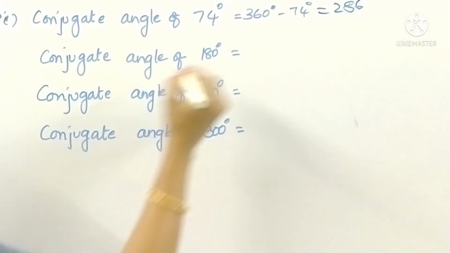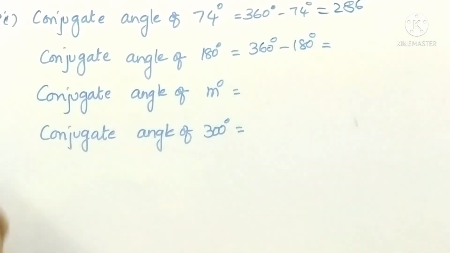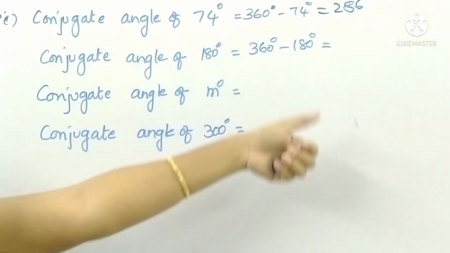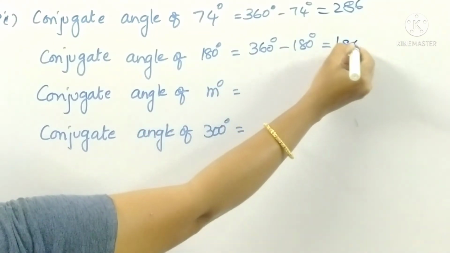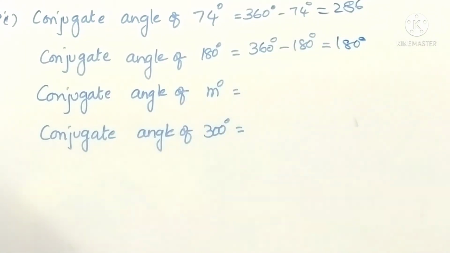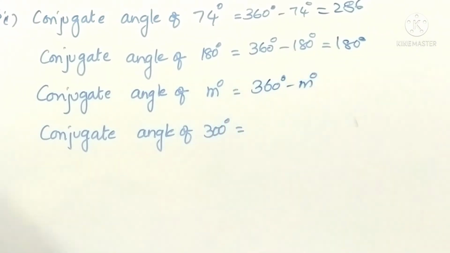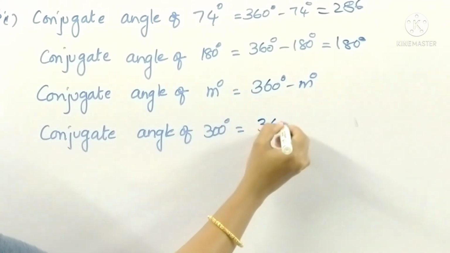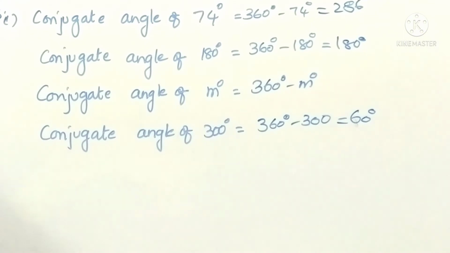Here, the conjugate angle of 180. 360 minus 180. Rounding off to 200, 360 minus 200 is 160. We added 20 extra, so 160 plus 20 is 180. Simply, 180 is half of 360, so you can write 180. The conjugate angle of M is 360 degrees minus M degrees. The conjugate angle of 300 is 360 degrees minus 300, that is 60 degrees.